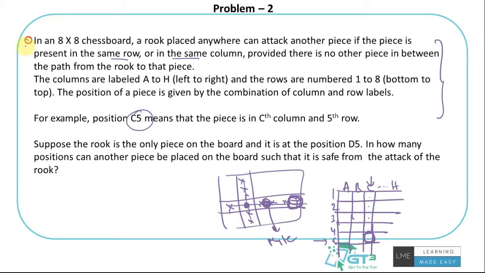This is the normal definition of a chessboard actually. Suppose the rook is the only piece on the board and it is at position D5. In how many positions can another piece be placed on the board such that it is safe from the attack of the rook? That's a very simple question. Definitely pause and try it.